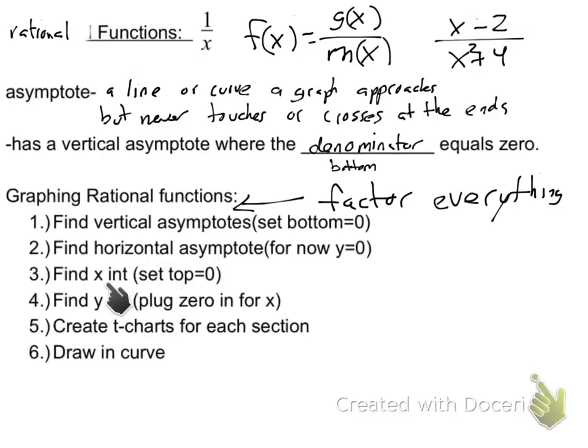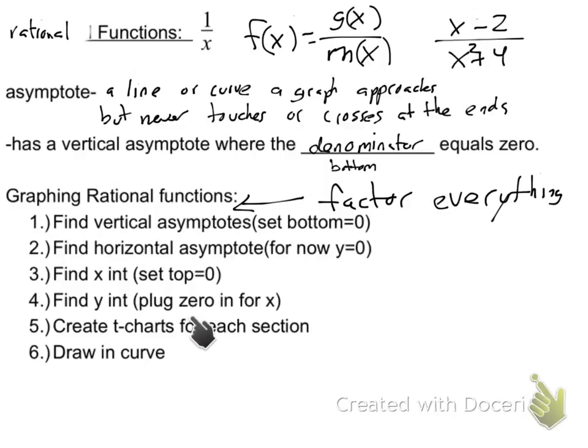Then, I want you to find your x and y intercepts. X-intercepts, not too bad. Set the top equal to 0. And all y-intercepts have something in common. 0 is x. So just plug a 0 in for x and solve. Now granted, could we do that here on 1 over x? No, because they have a vertical asymptote there. So there would be no y-intercept.